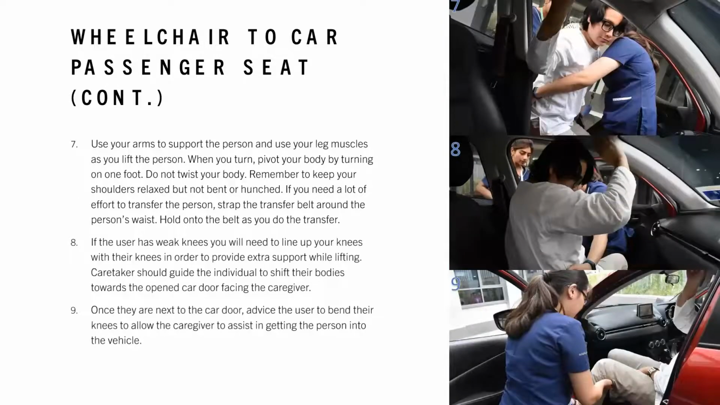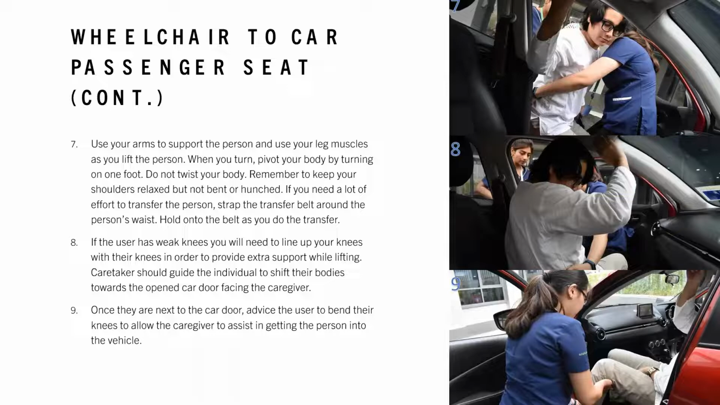Number seven, use your arms to support the person and use your leg muscles as you lift the person. When you pivot the body by turning on one foot, do not twist your body. Remember to keep your shoulders relaxed, but not bent or hunched. If you need a lot of effort to transfer the patient, strap the transfer belt around the person's waist. Hold onto the belt as you do the transfer.